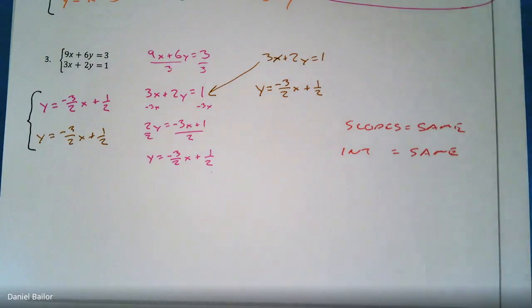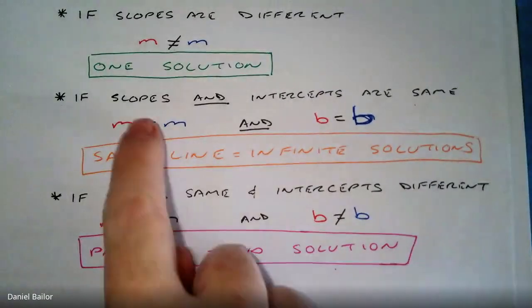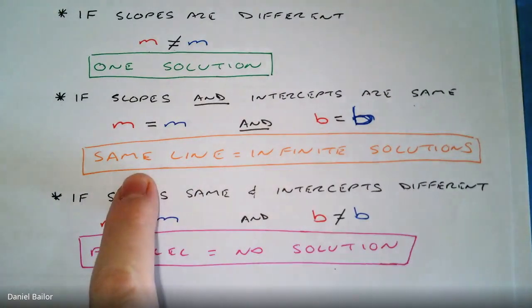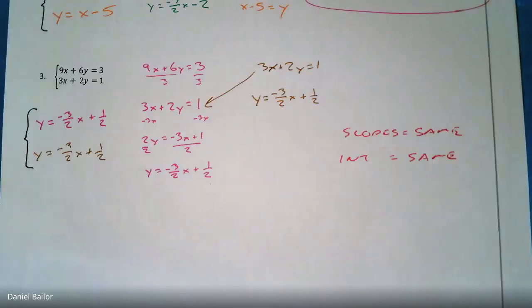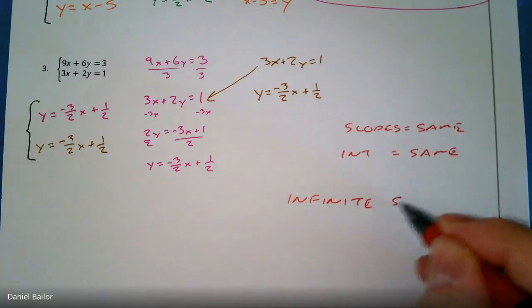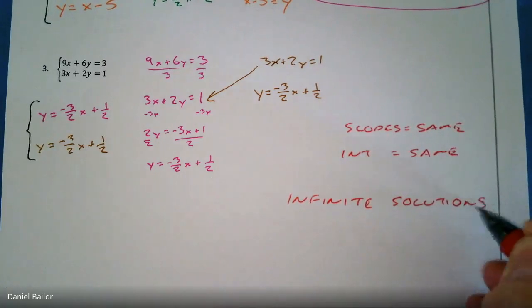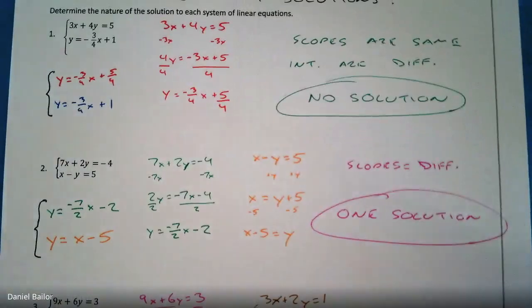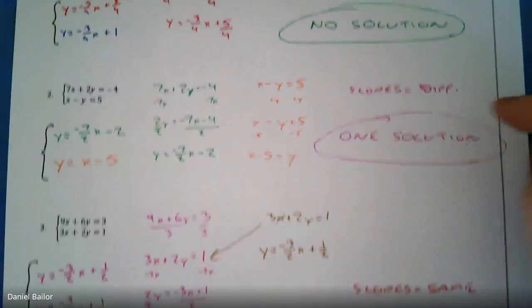Well, if everything's the same, if slopes and intercepts are the same, m equals m and b equals b, that's the same line. So there are infinite solutions because one is right on top of the other. So in exercise 3, we have infinite solutions because the lines are exactly the same. Any x and y will work. Infinite solutions.